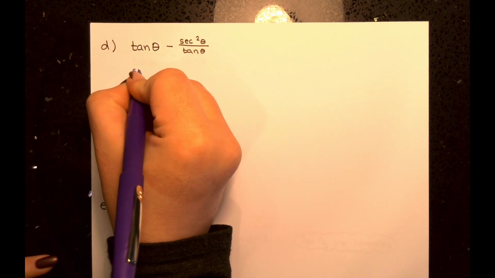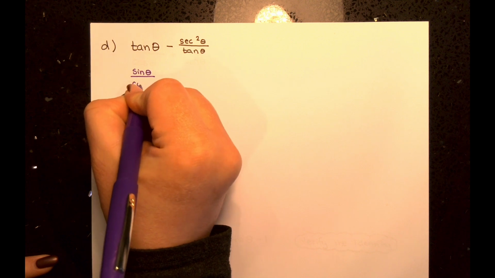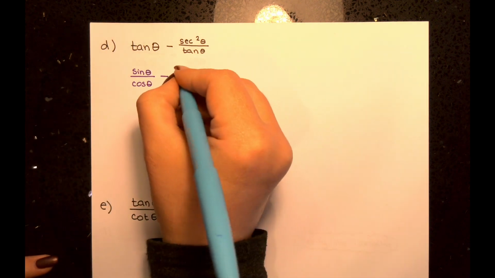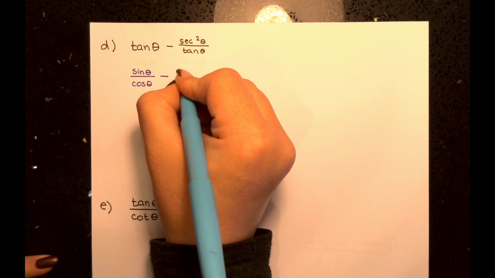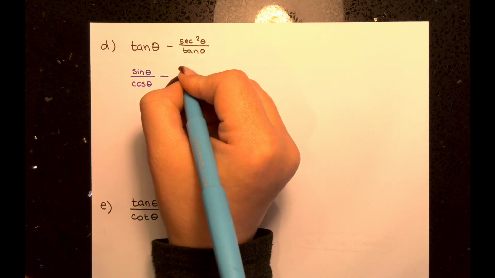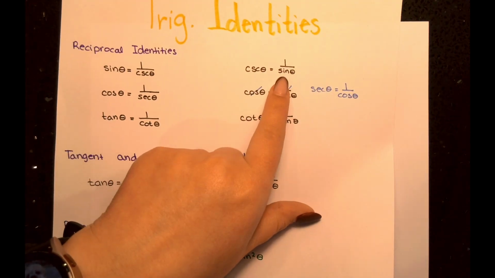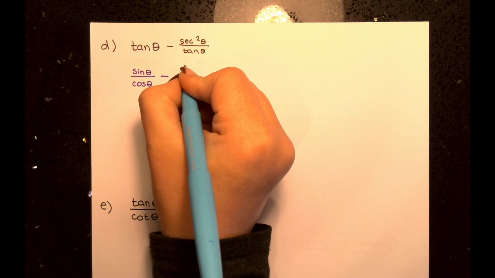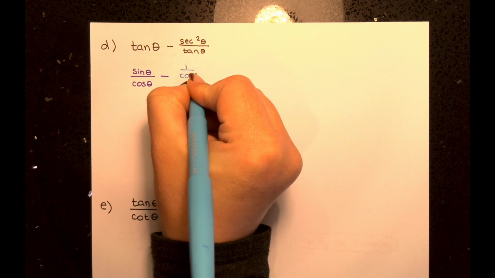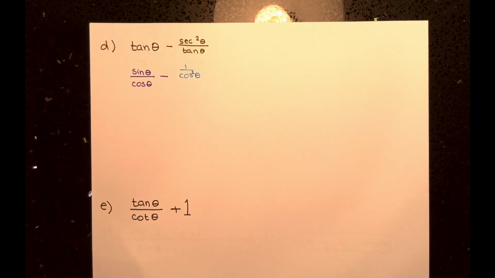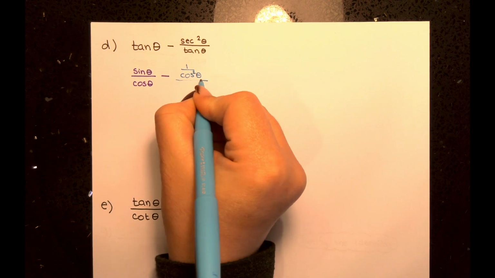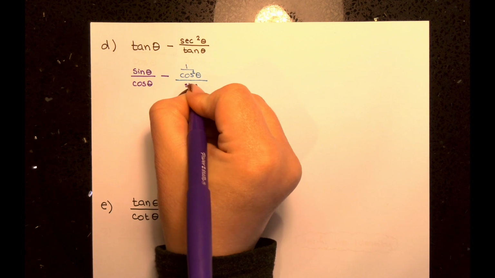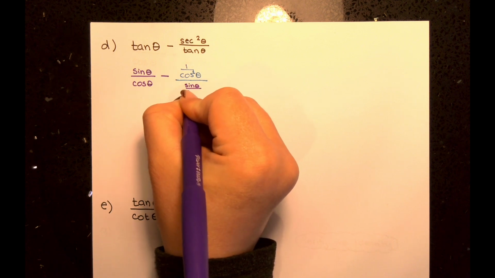So tangent is sine over cosine minus, so we have a minus here. Then we have secant. Secant, if we look at our cheat sheet, is 1 over cosine. Oops, there it is. Secant is 1 over cosine. So we can do that. 1 over cosine of theta. Now it is squared, so don't forget to put that 2 on cosine, divided by tangent, which is sine theta over cosine of theta.